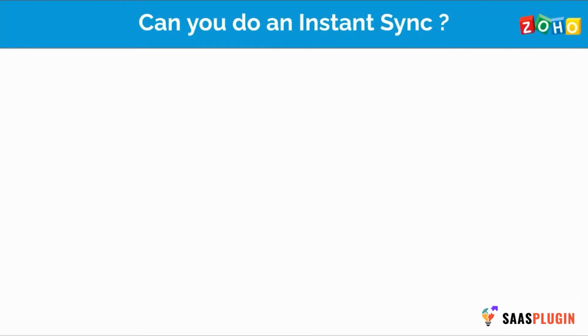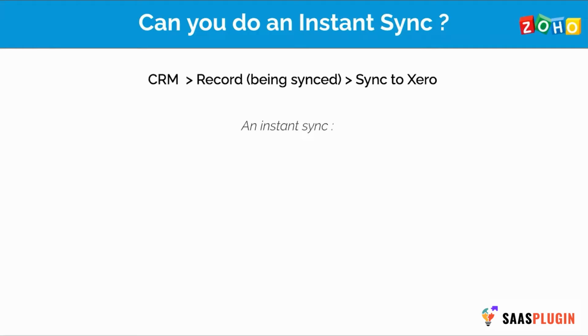So an obvious question is, can you do an instant sync to begin with? Yes you can. Instant syncs are functionally different from the other two syncs in that they aren't done through our plugin. Instead, when the extension is installed, a sync to Xero button is fitted into the relevant modules in your CRM. So every time you open a record under one of these modules, you get the option to directly send that specific record to Xero.